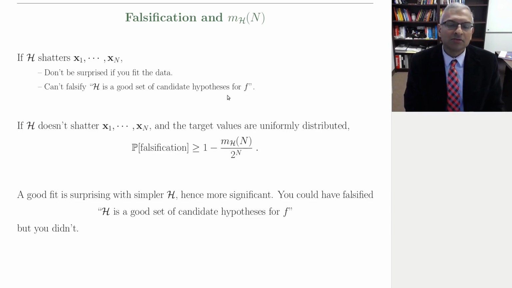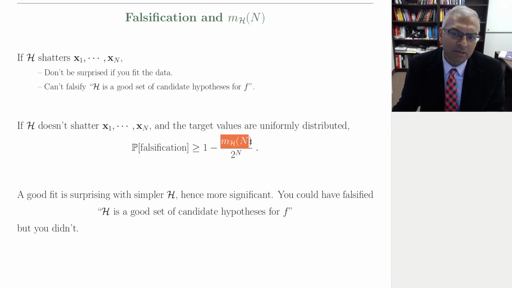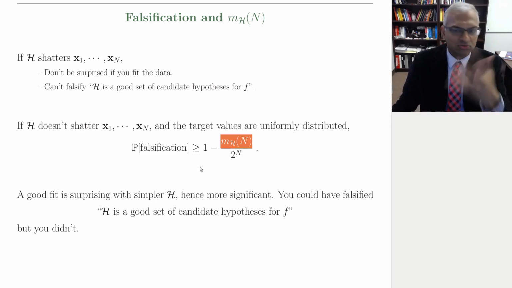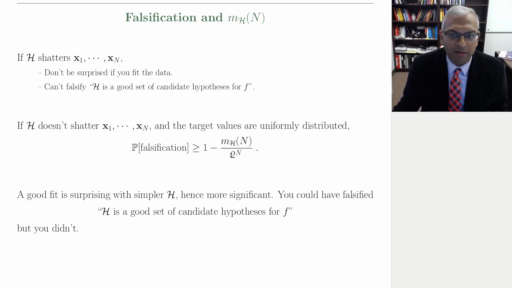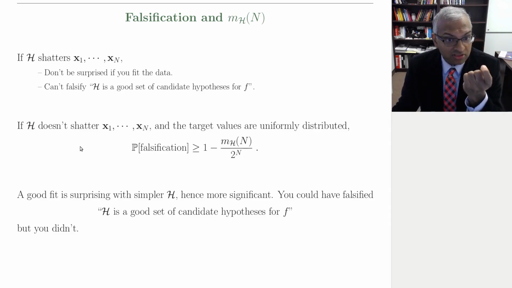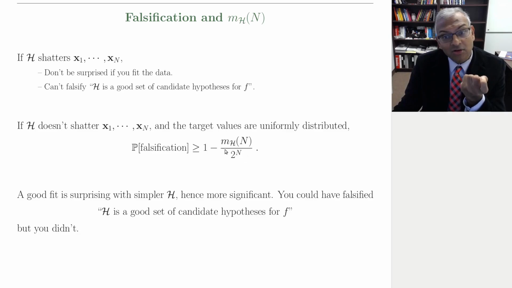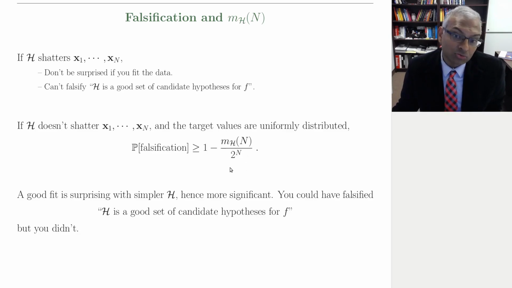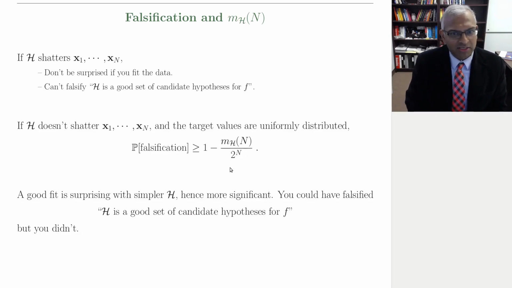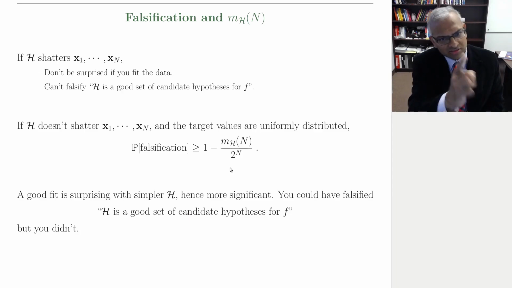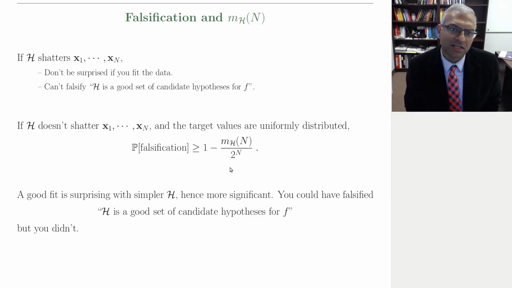Okay? Then, if you imagine that the target values are generated randomly, then the number of dichotomies H can implement is m sub h of n at most. So the probability that it will be able to implement whatever dichotomy is generated is m sub h of n divided by 2 to the n, because you're going to generate each of the dichotomies randomly. So the probability that your hypothesis set is falsified is at least 1 minus m sub h of n divided by 2 to the n, because m sub h of n is the maximum number of dichotomies, not necessarily the number of dichotomies on your data set x1 to xn.